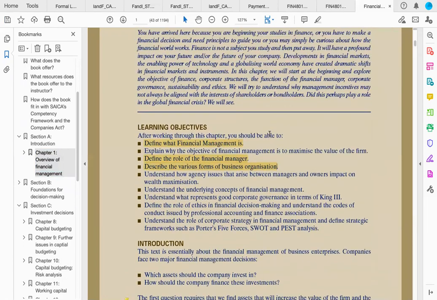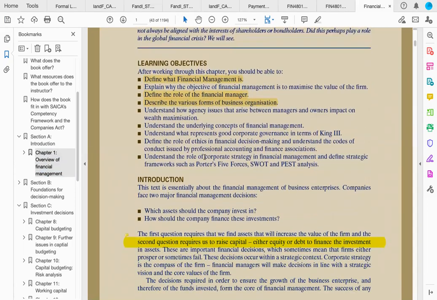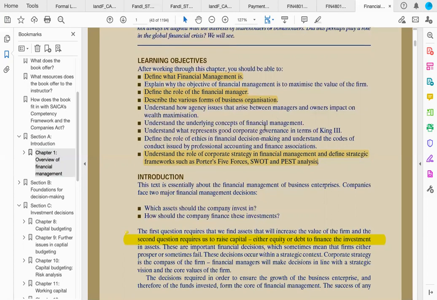So I'm just going to take you through some of the important concepts you need to know. Like I said before, a lot of them you'll be very familiar with. From strategic management, you might be familiar with Porter's 5 forces, SWOT, and PEST analysis. You might also be familiar with good corporate governance and the King 3 report from risk management and also strategic management.